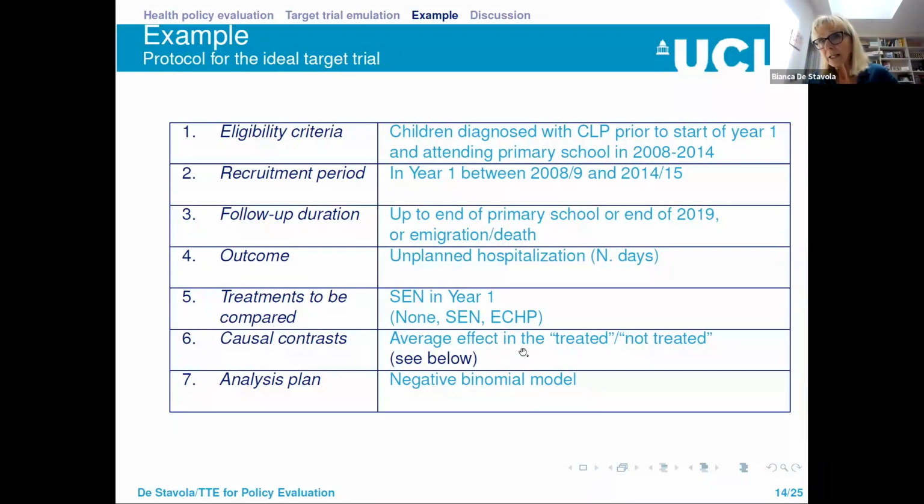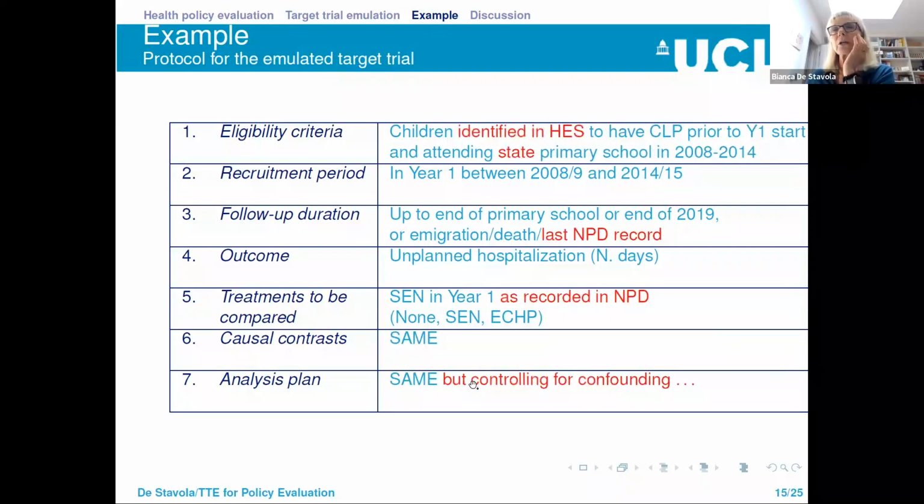And I will express this in terms of rate in number of days. So it will be a ratio of unplanned hospitalization. And because of expected extra dispersion in the number of days, I will use a negative binomial model. That's my hypothetical ideal target trial. Let's try to translate that into the emulated trial.